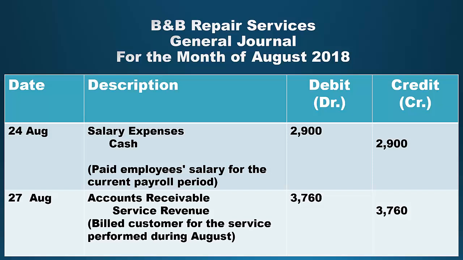August 24th, paying employee salaries. Step 1. Review the journal entry. On August 24, the company paid $2,900 in salaries to its employees for the current payroll period. The journal entry for this transaction was debit salaries expense, $2,900, credit cash, $2,900. This means we'll need to post to the salaries expense ledger and the cash ledger.